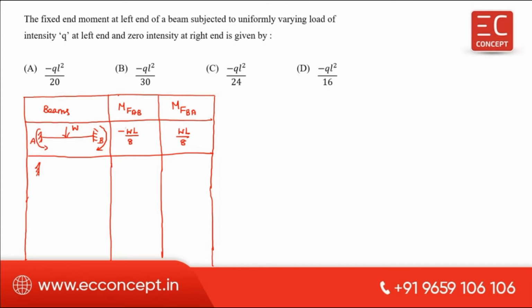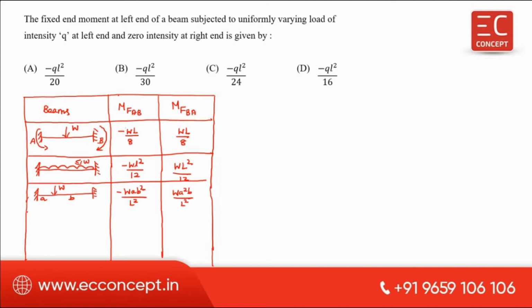Next is a fixed beam with a UDL W acting throughout the span: minus WL square divided by 12, and plus WL square divided by 12. This is the second one. Third one, a fixed beam with an eccentric point load W, with distances a and b. Minus W a b square divided by L square, and plus W a square b by L square. So this is the answer.